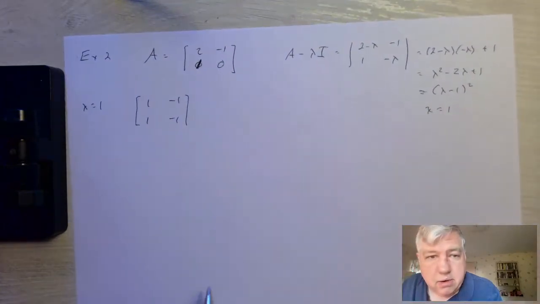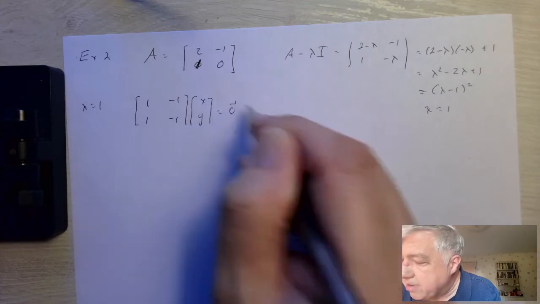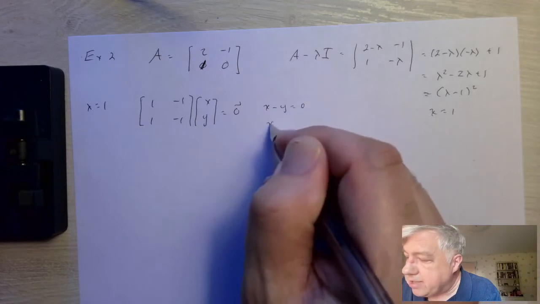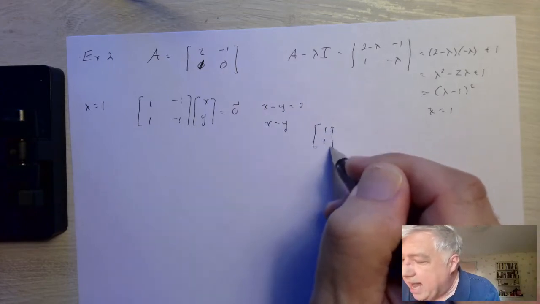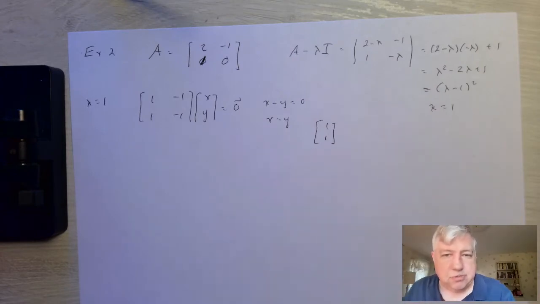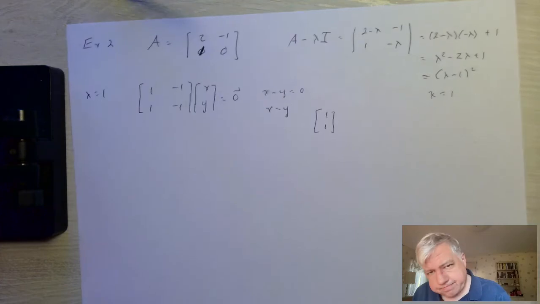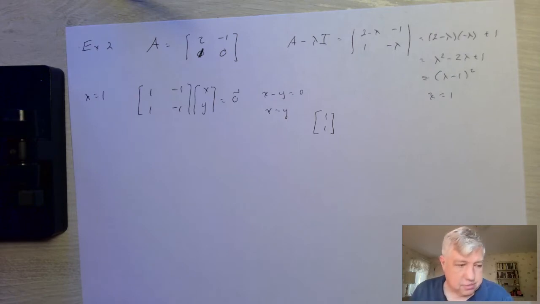Plug this in here to find the null space of this matrix. I think you can see it's very easy. This just gives us x minus y equals 0, so x equals y. And so our only eigenvectors are going to be multiples of (1, 1). Okay, so now we have a little bit of a problem. We can't find two linearly independent eigenvectors.